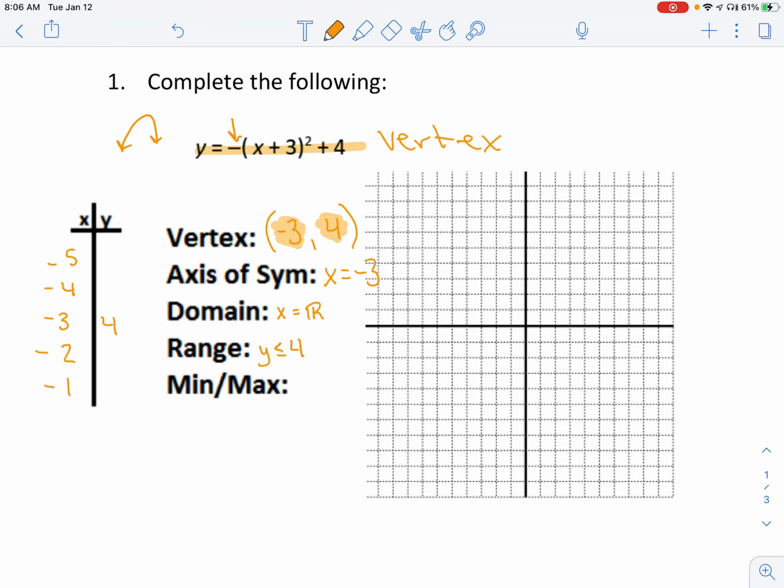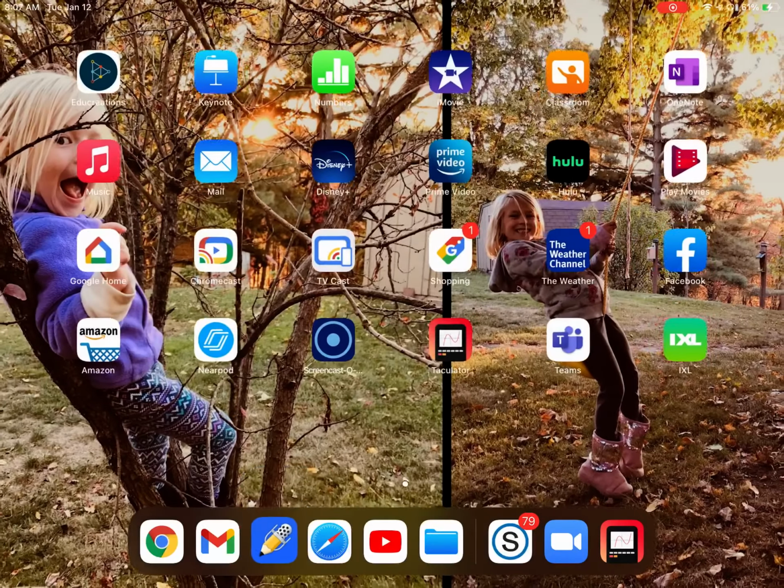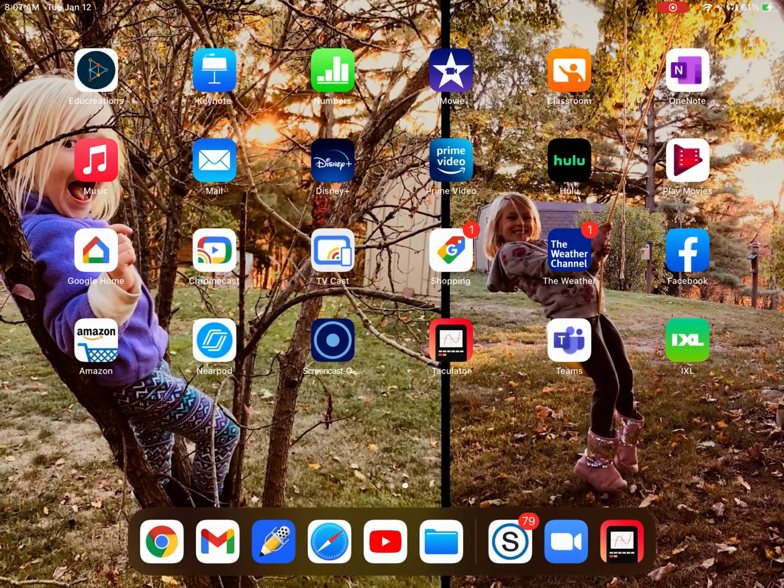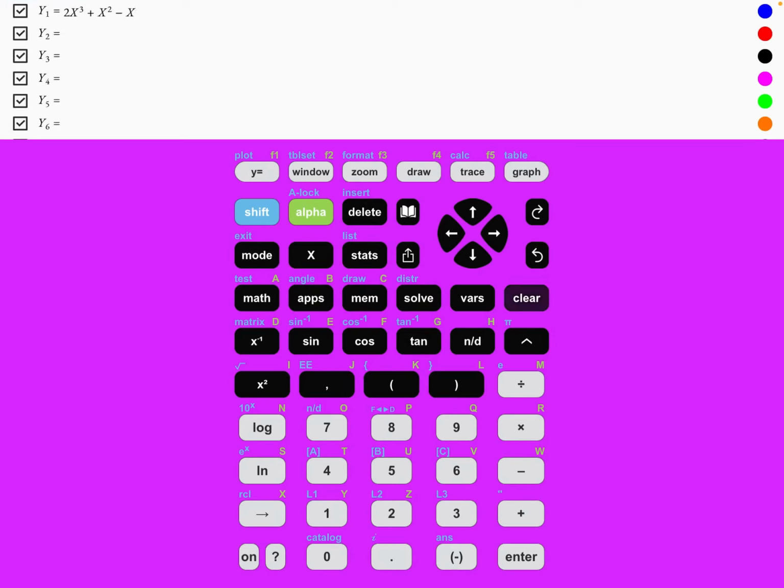The vertex is the most important point. And because this parabola opens down, it has a maximum. It does not have a minimum. Again, it has a maximum because it points down, because it was negative in the front. And the maximum is the y value of 4. So I personally think just using your calculator to plug things in is probably the easiest way. You might disagree with that. You can plug them in by hand, by all means.